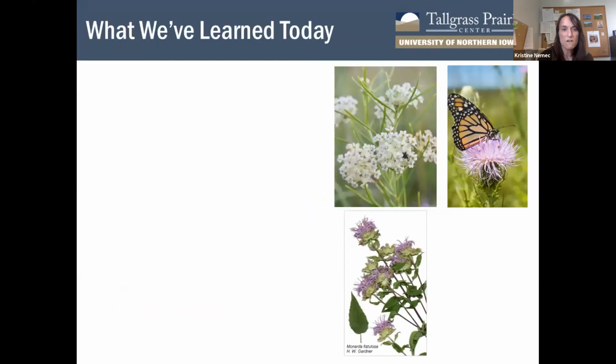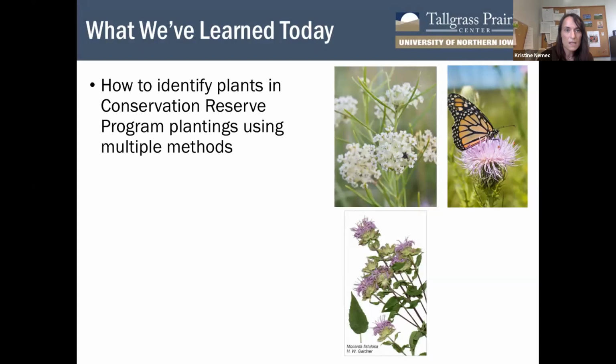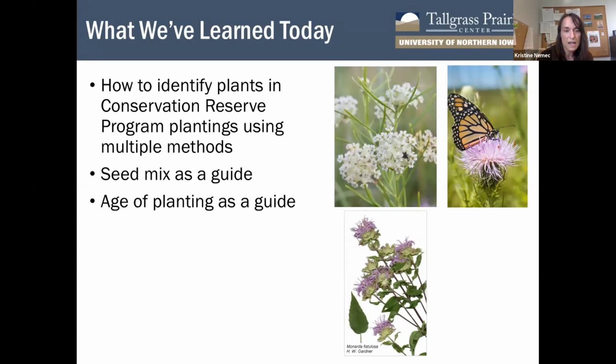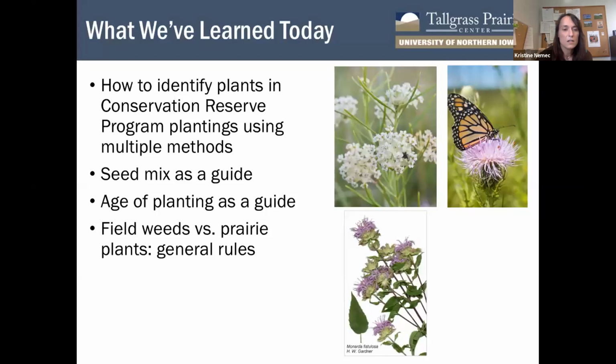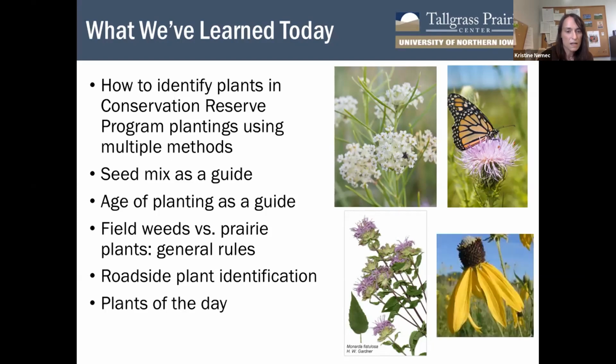That's kind of a brief overview of roadside plants. Like I said, there's many to look at, but those are a few highlights. So a summary of what we've learned today: how to ID plants in CRP plantings using multiple methods. We can use a seed mix as a guide, age of the planting as a guide. We looked at field weeds versus prairie plants, general rules for telling them apart. We learned a little bit about roadside plant identification, and we had plants of the day throughout.